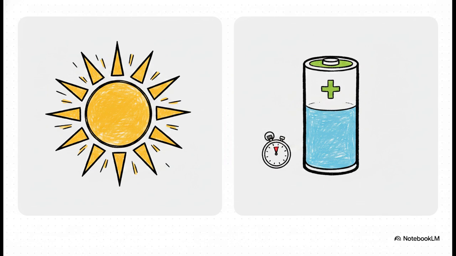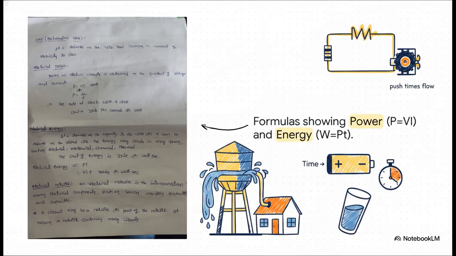Energy, on the other hand, is your total capacity to do work over time. So when you're looking at that little battery percentage icon on your phone, you are looking at its remaining energy, not its power. Check out these shorthand models for a sec. We've got P equals VI, power equals voltage times current. Again, push times flow. But right below that, we see W equals PT, energy equals power times time.